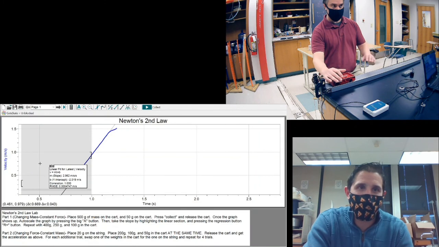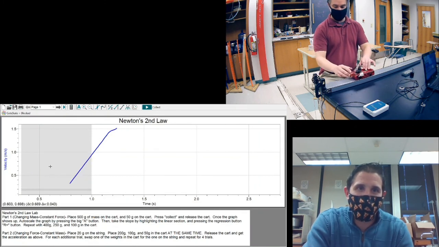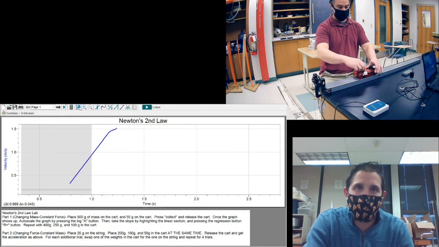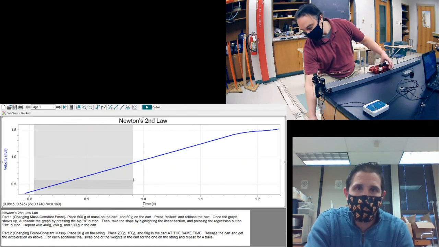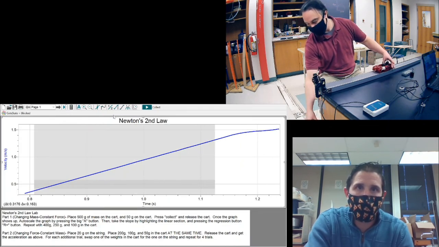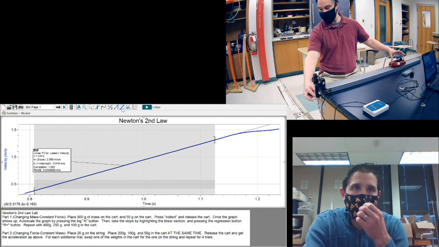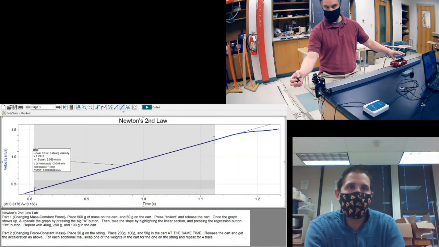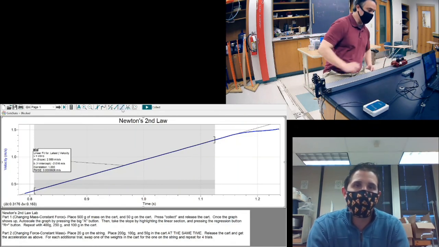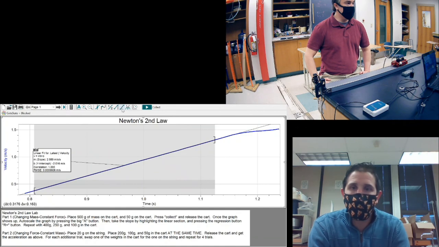You can see it fly across the table there. Alright, let's auto scale. Highlight. And our slope, our acceleration, 2.959 meters per second squared. So that's all our trials for part 2, where we'll be keeping the mass of the system constant.